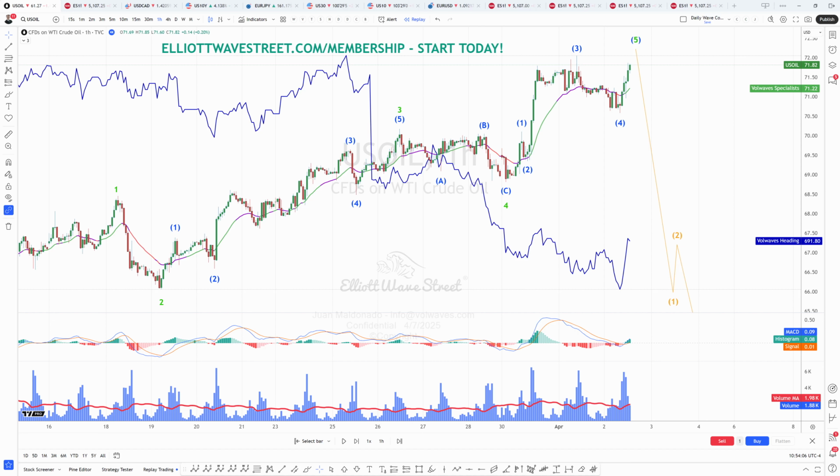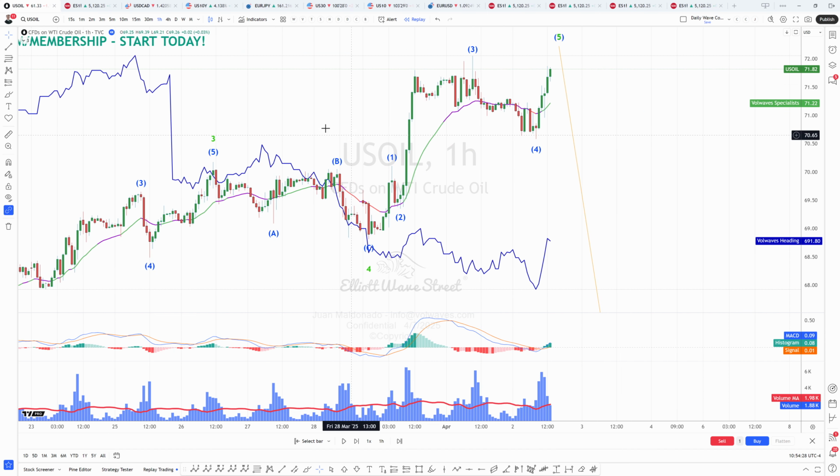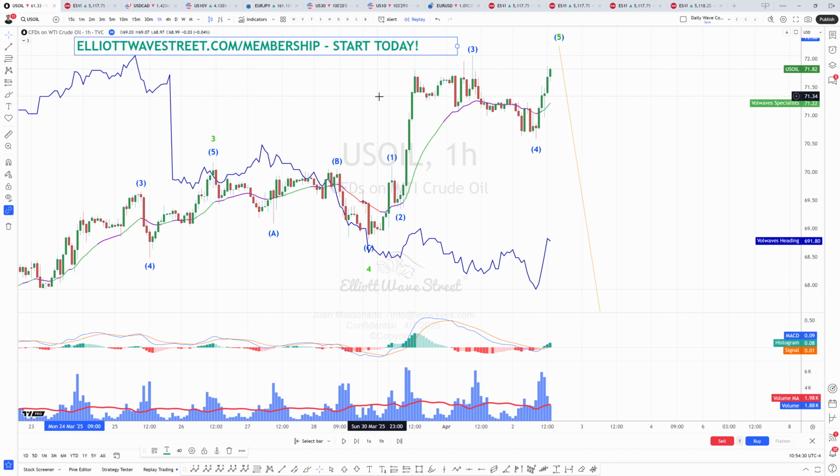Welcome traders to this special trade setup that we are going to follow today based on price action, Elliott Wave, volume and momentum. Here we have the oil market. The price has been going higher, and let's start thinking about these setups.